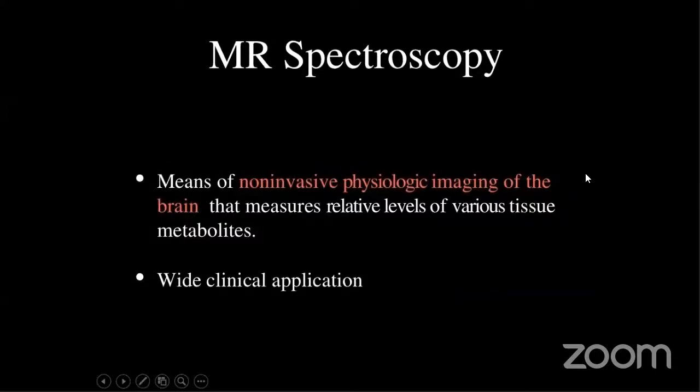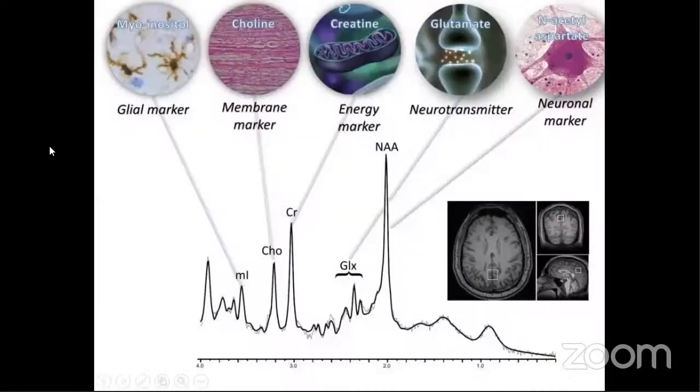What does MRS do? It is a non-invasive physiological imaging of the brain that measures the relative levels of various tissue metabolites. It has wide clinical applications. When you see this peak, I want you all, after today's talk, to know what that means. You have a myoinositol peak, that is a glial marker seen in many malignancies. Then you have the membrane marker, that is the choline peak. Then you have a creatine peak, and a glutamate peak, and the NAA peak, that is N-acetyl aspartate peak, which is a neuronal marker. Okay.